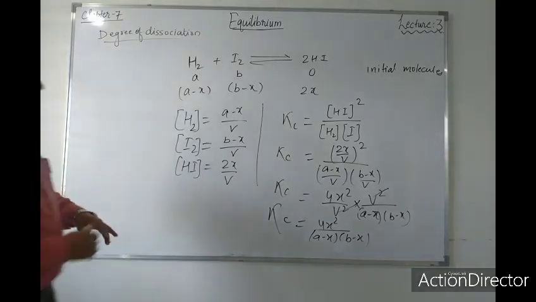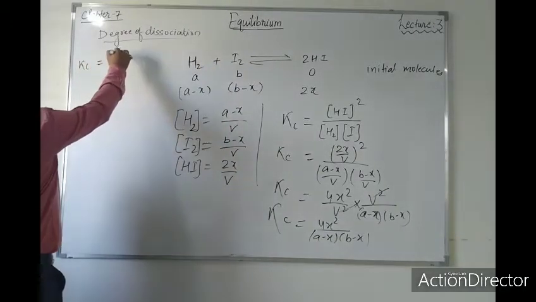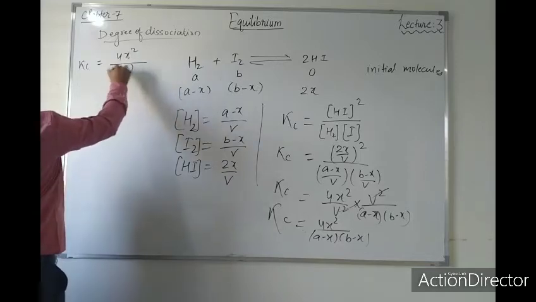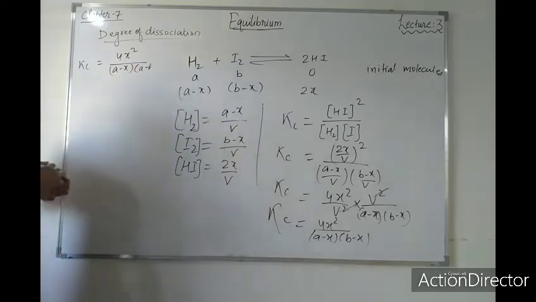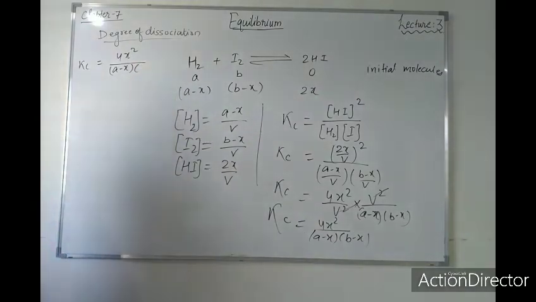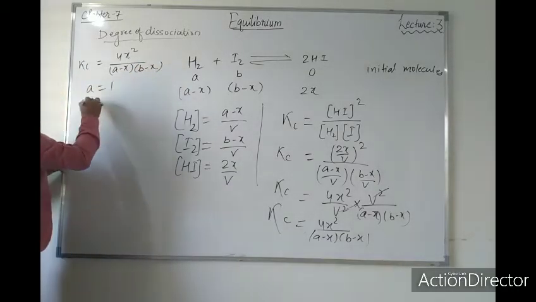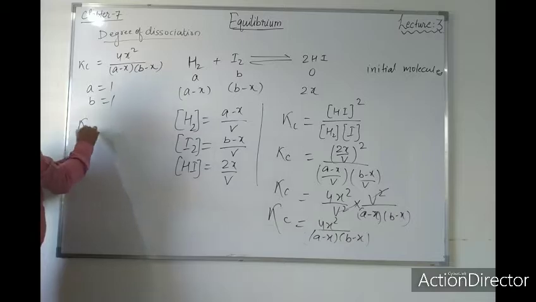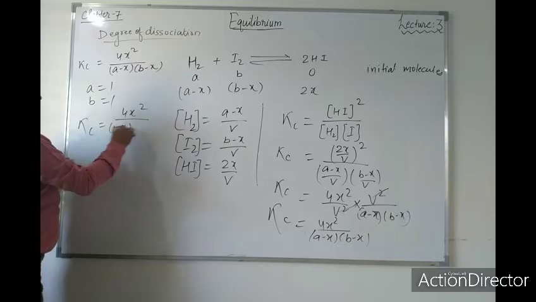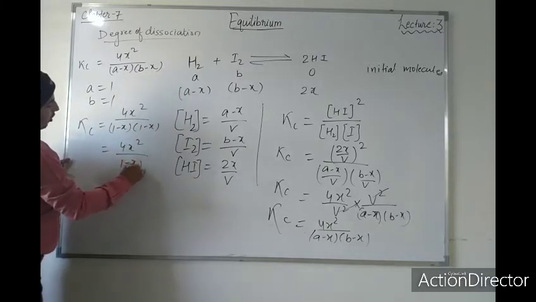what will be the value of that Kc if A and B become 1? Just suppose that in this term Kc is equal to 4X square upon A minus X into B minus X. And if the value of A is also 1 and B is also 1, what will be the value of the concentration constant? 4x square upon 1 minus x into 1 minus x. So can we write here 4x square upon 1 minus x whole square?